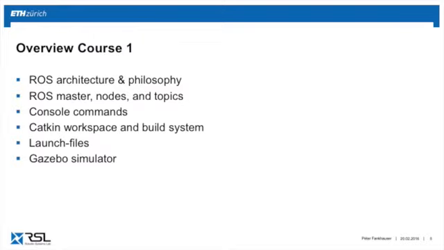So in course 1, we'll talk about the ROS philosophy and architecture, and go through the important concepts like the ROS master, ROS nodes, and topics. You'll learn how to use your console to do basic commands and analysis of what's running on your PC. And we'll talk about how you build your nodes in your system with the Catkin workspace. And then in the exercise, you're going to be using launch files and the Gazebo simulator.